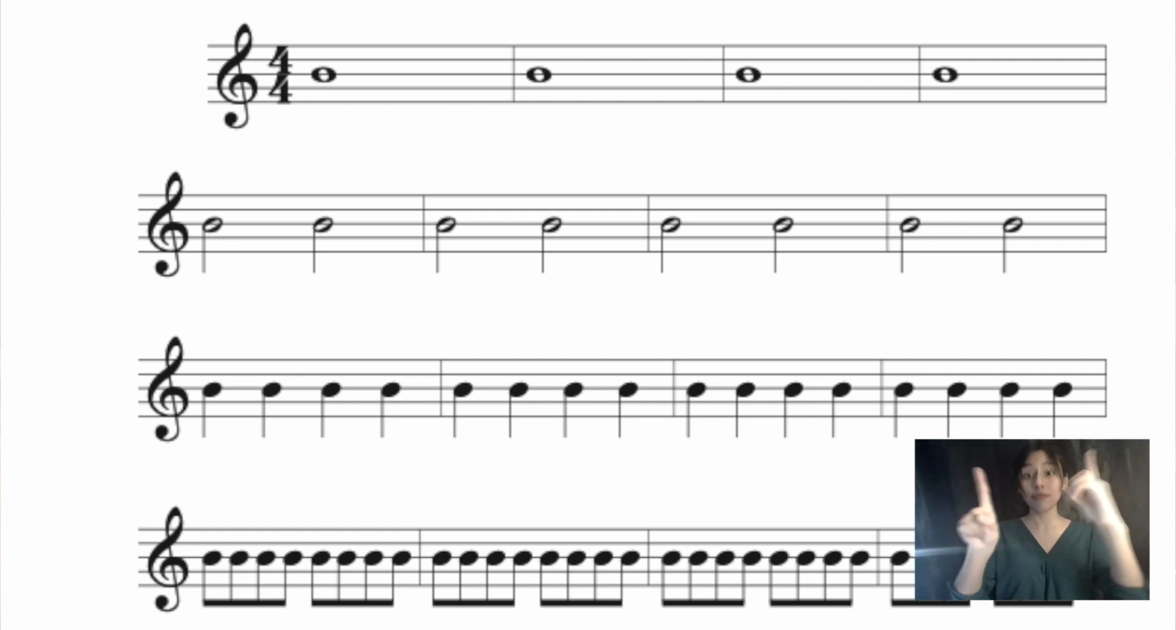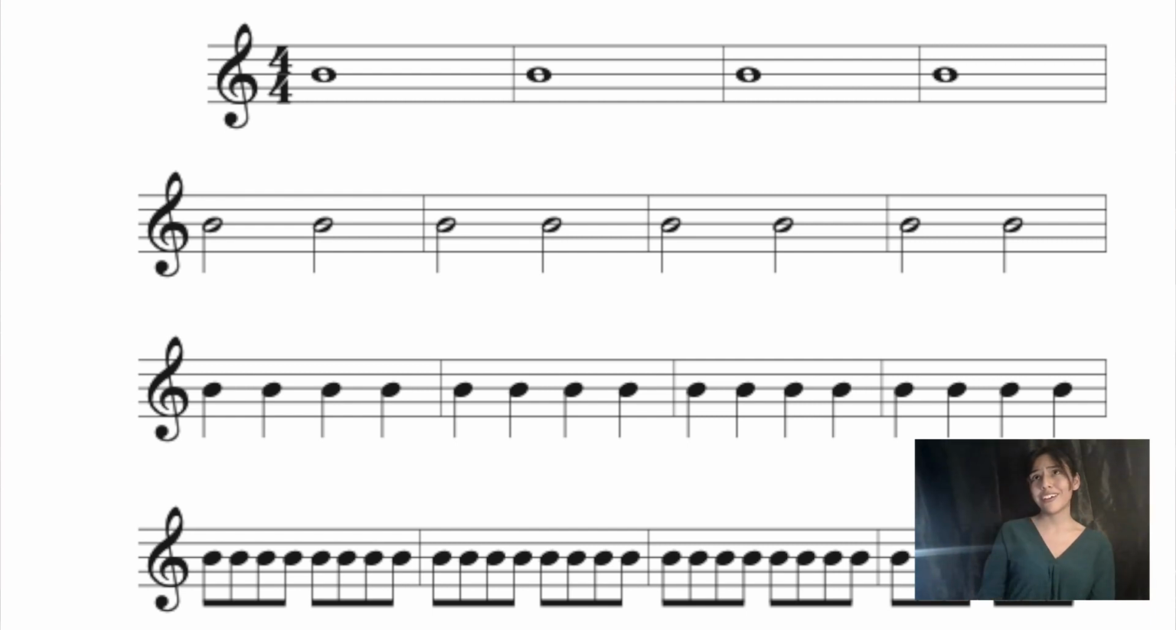1, 2, 3, 4. Let's go to half note. 1, 2, 3, 4. 1, 2, 3, 4. 1, 2, 3, 4. 1, 2. Let's go to quarter. 1, 2, 3, 4. 1, 2, 3, 4. 1, 2, 3, 4. 1, 2, and down to eighth. 1 and 2 and 3 and 4 and 1 and 2 and 3 and 4 and 1 and 2 and 3 and 4 and 1 and 2 and 3 and 4 and.